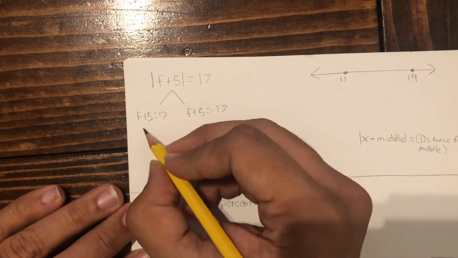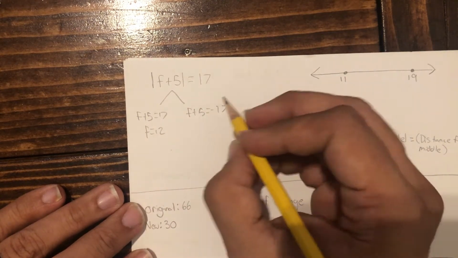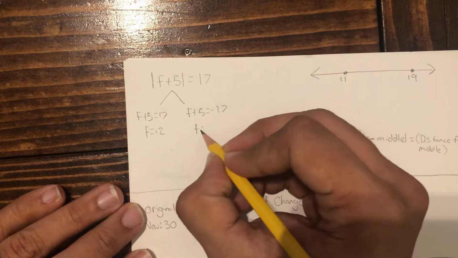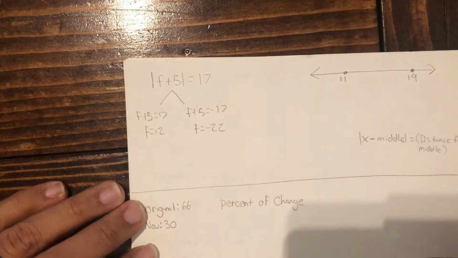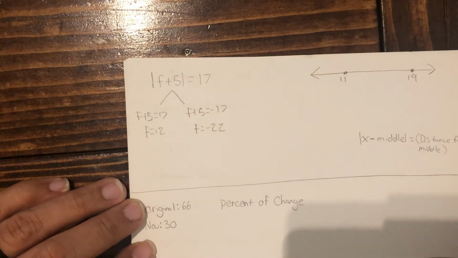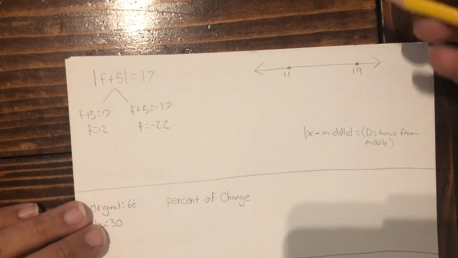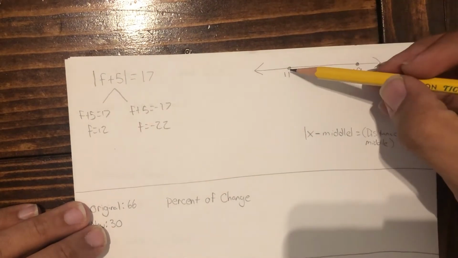You're going to subtract 5 on both sides. F equals 12, and here, subtract 5 on both sides, f equals negative 22. So if you were to put any of these numbers in here, the solution would be 17.